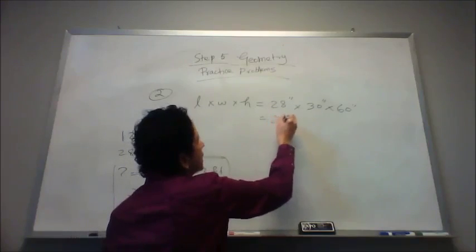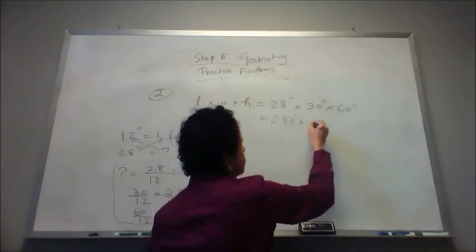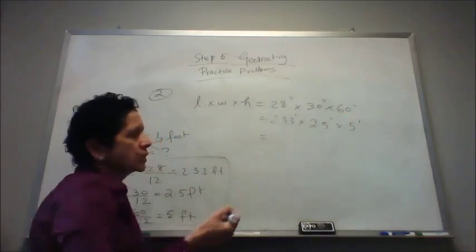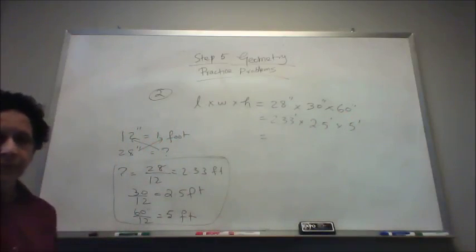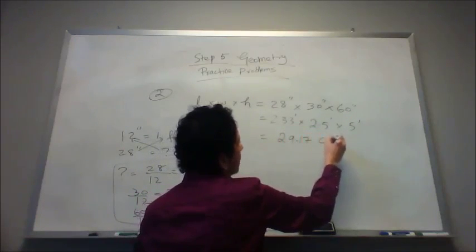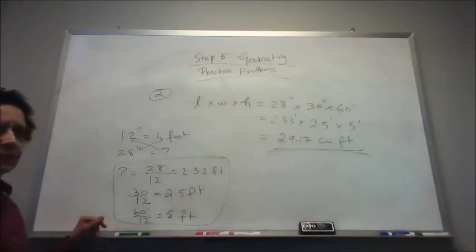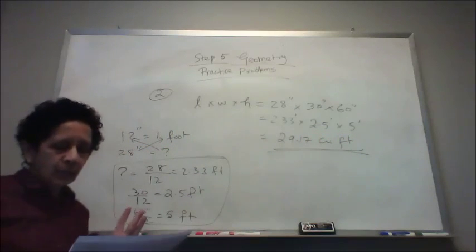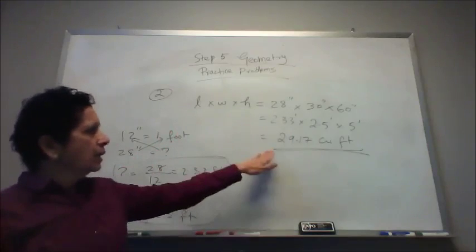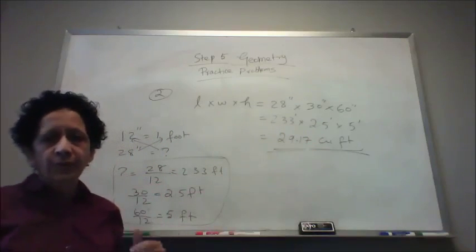So now 28 inches is 2.33 feet, and this 30 inches is 2.5 feet, and then 60 inches is 5 feet. So then you just multiply those three numbers using your calculator, and the answer is 29.17 cubic feet. So you need to write that down, 29.17 cubic feet. The key thing here was, from inches, you need to convert the dimensions to feet, then plug the feet into the formula, and you get the answer in cubic feet, okay?